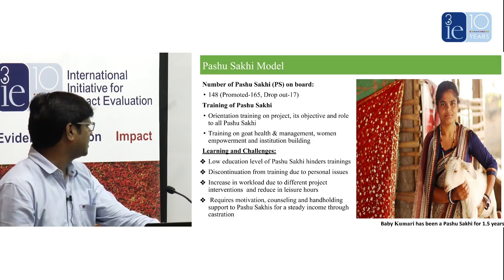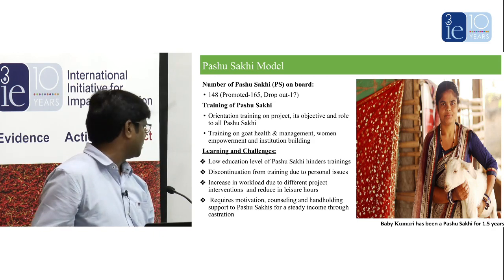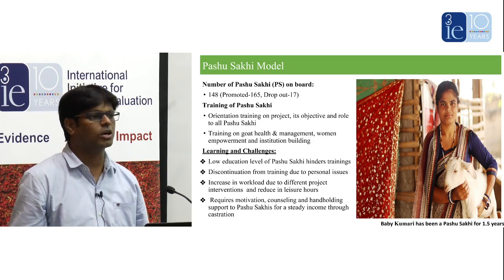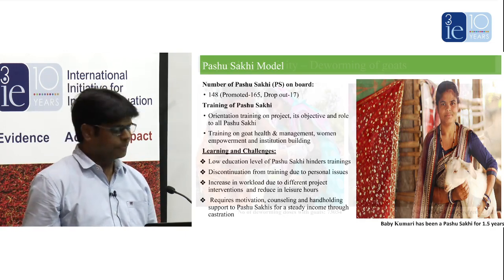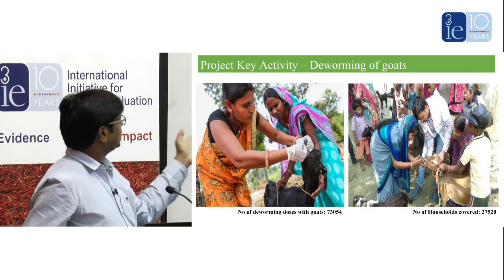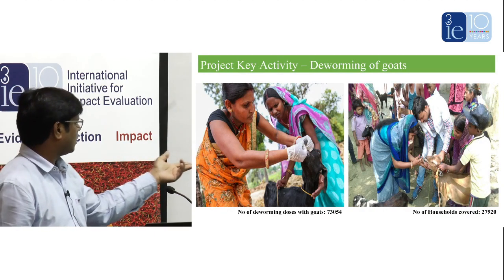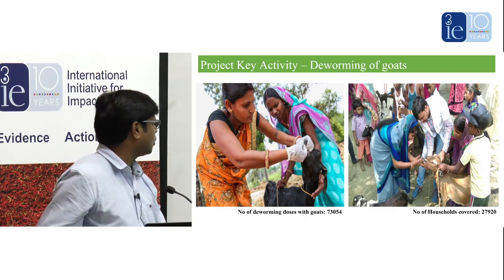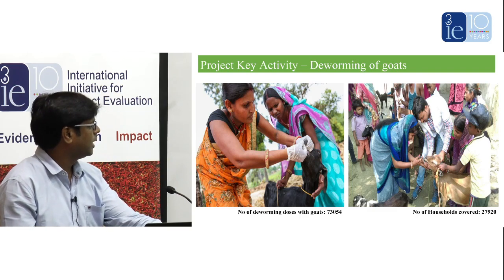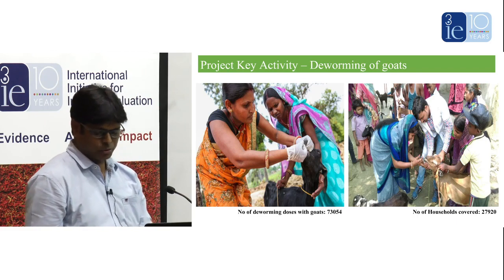And definitely that requires motivation, counseling and handholding support to Pashu Sakhis for a steady income, basically through castration. Castration is one of the activities through which they are earning a lot on the ground. And you will enjoy these photographs, these are the Pashu Sakhis who are administering deworming on the ground. We have reached 73,000 doses of deworming in 4 blocks of Muzaffarpur, and around 27,000 households covered through deworming.